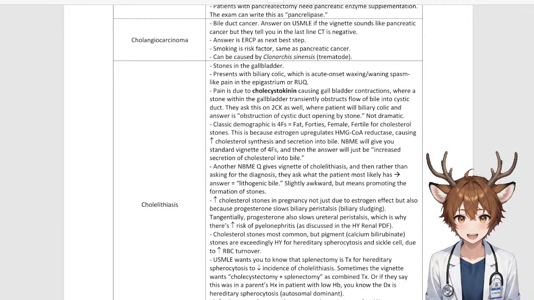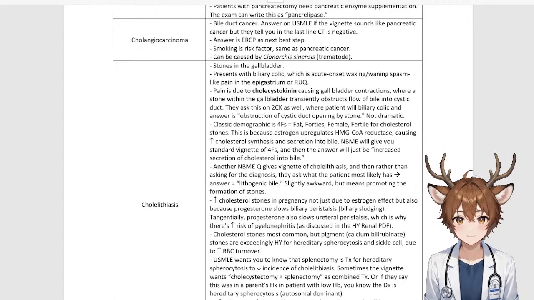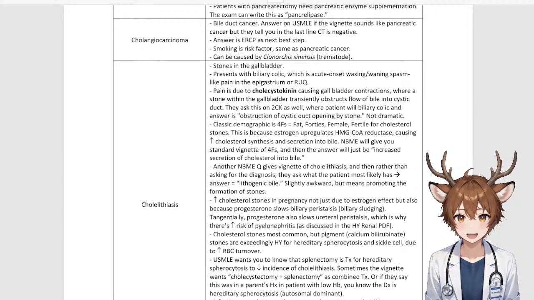Anyway, as the next best step, smoking is a risk factor, same as pancreatic cancer. It can be caused by Clonorchis sinensis, which is a trematode.